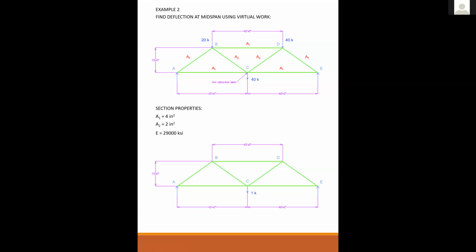Right. So let's say you said that there's a horizontal deflection. How would you find the reaction at A and E in that case? Well, the reaction at A and E is going to be equal to 0.